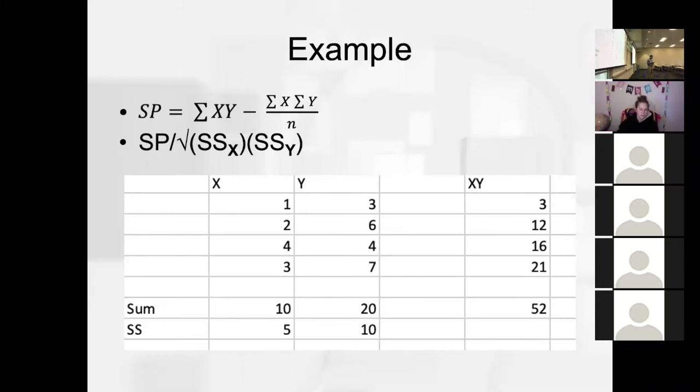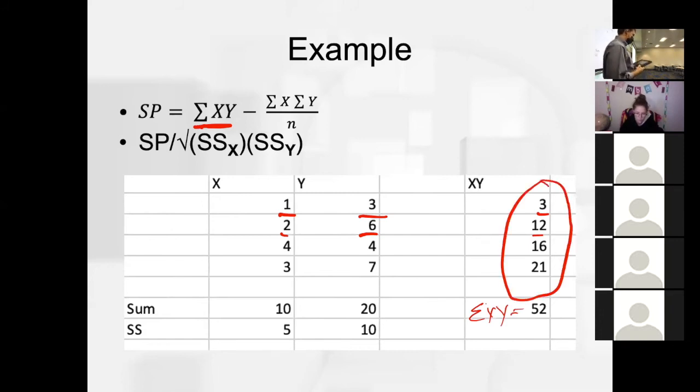So the equation for SP is the sum of x times y, minus the sum of x times the sum of y, divided by the number of pairs we have. This sum of xy is an indication that we're multiplying x by y, and then adding up all of those multiplications. So we do 1 times 3 gives us 3. 2 times 6 gives us 12. 4 times 4 gives us 16. 3 times 7 gives us 21. And that sum of xy is all of these added together.